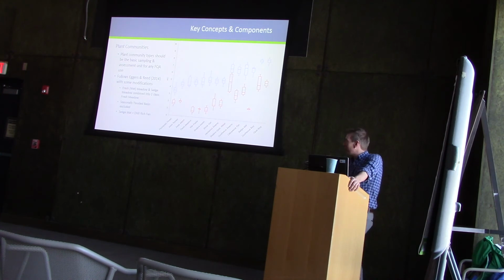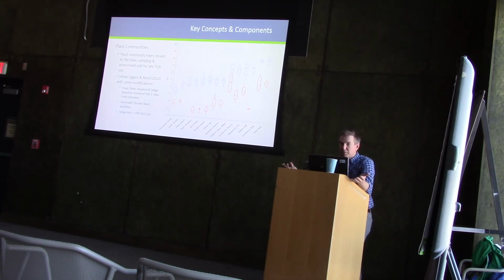Plant communities are very important. Why are plant communities important? Well, because the species composition and abundance distribution of different plant communities are fundamentally different from each other, and that's typically going to be reflected in your FQA metrics.